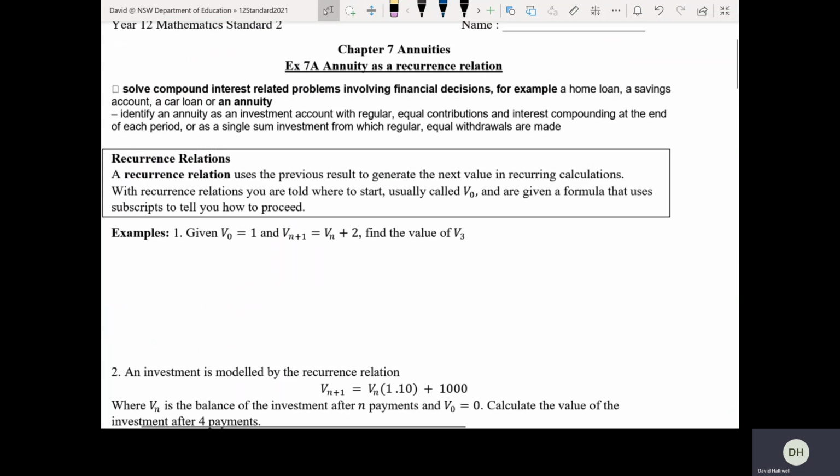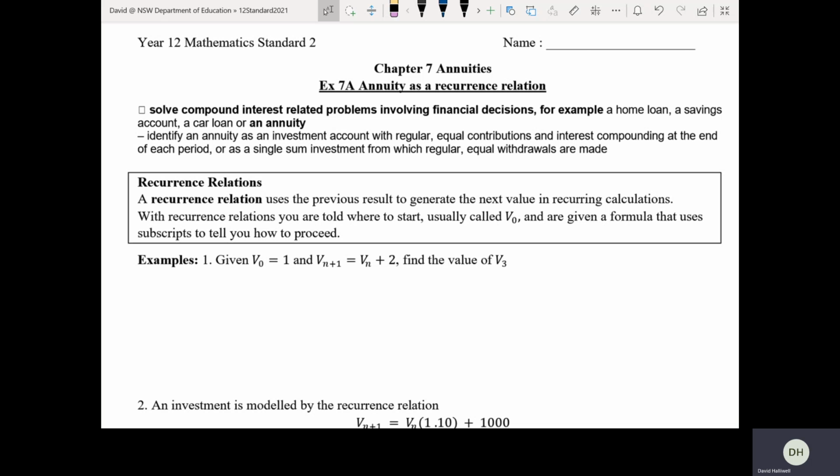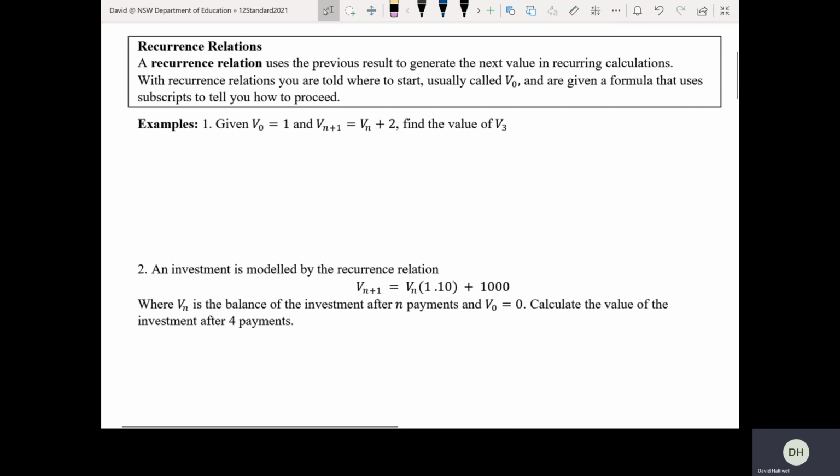Okay, in this video we are going to start our new topic, which is called annuities. In order to start this new topic, we need to first discuss what a recurrence relation is, because there are two ways to solve annuity questions, and one of them is using recurrence relations. So, what is a recurrence relation?